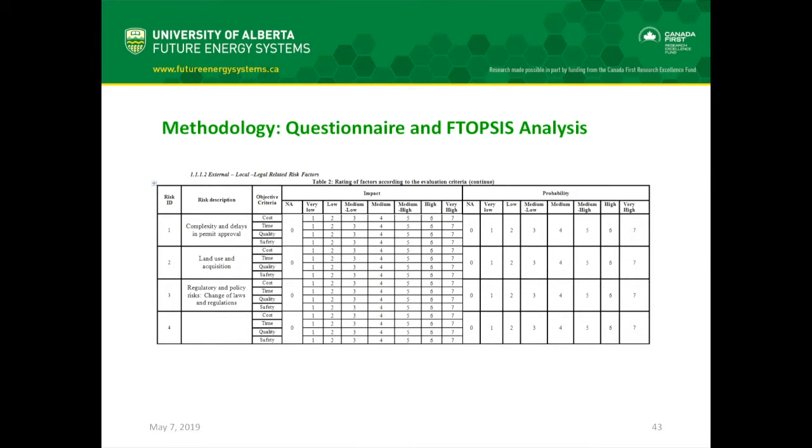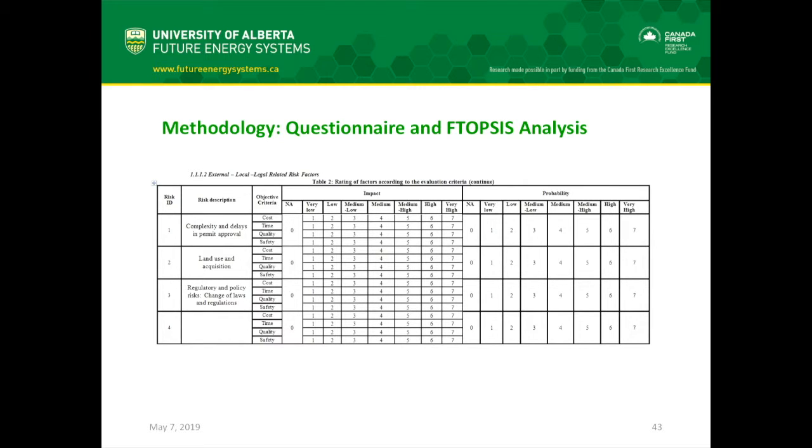The next step is to formalize the questionnaire and introduce it to the partners. For the evaluation of a risk factor, we have to identify the impact and the probability of occurrence. The impact will be identified according to the cost impact, the time impact, the quality, and the safety impact for each risk factor. That's why it is a multi-criteria problem. That's why we use fuzzy TOPSIS.